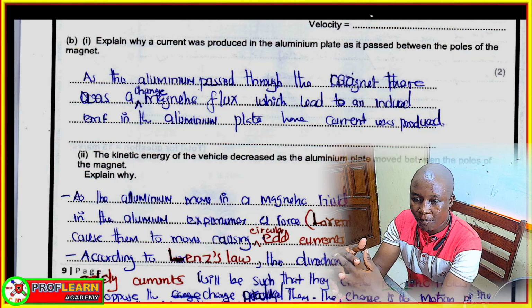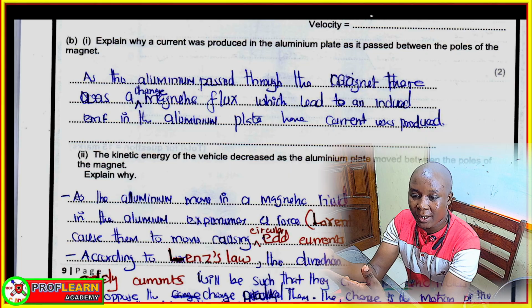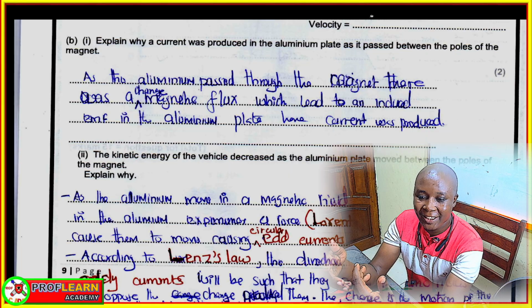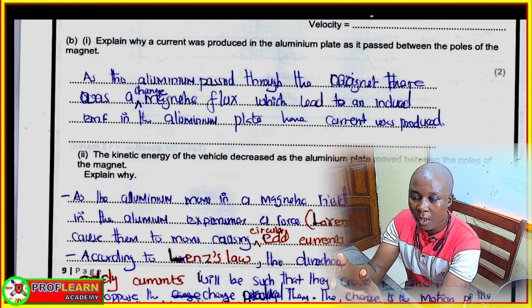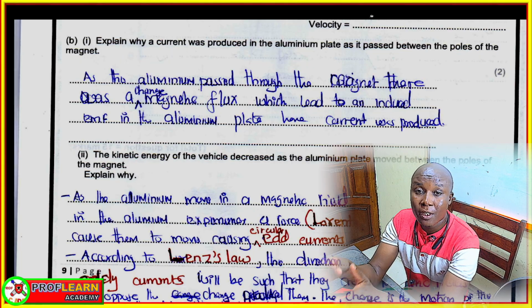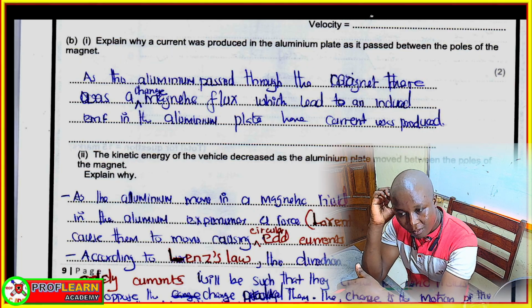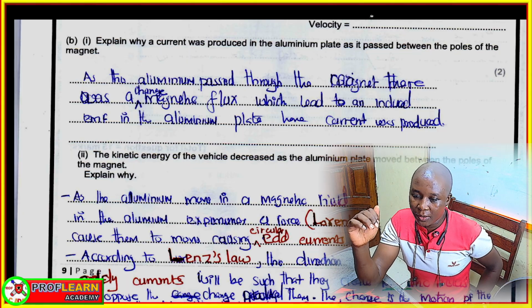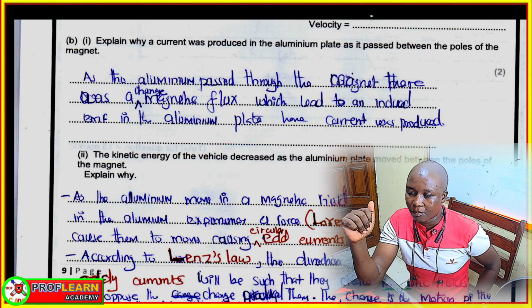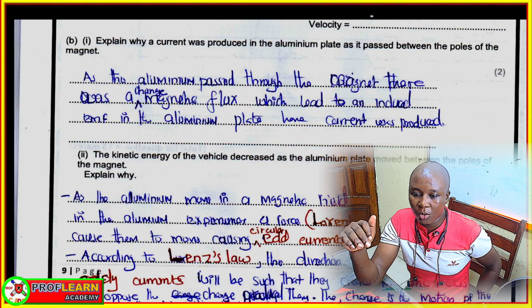So we are going to say, as the aluminum passed through the magnet, there was a change in magnetic flux, which led to an induced EMF in the aluminum, which resulted in a flow of current. When there is an induced EMF, it means there's going to be a current flowing. The kinetic energy of the vehicle decreased as the aluminum plate moved between the poles of the magnet.